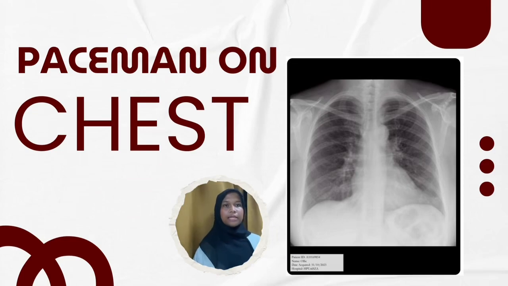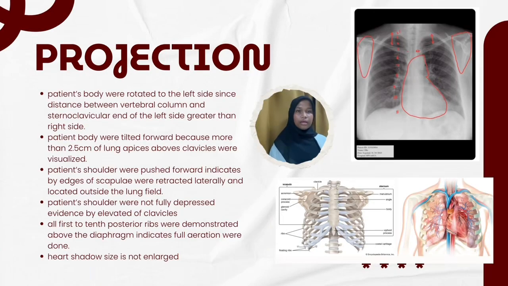I'm going to do an image analysis using the PACEMAN method on a chest. I'm going to do an image positioning. The first one is that the patient's body is rotated to the left side, since the distance between the vertebral column and the sternoclavicular end of the left side is greater than the right side.